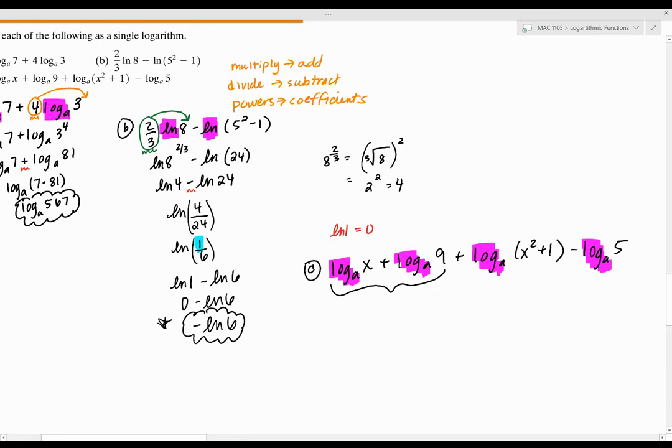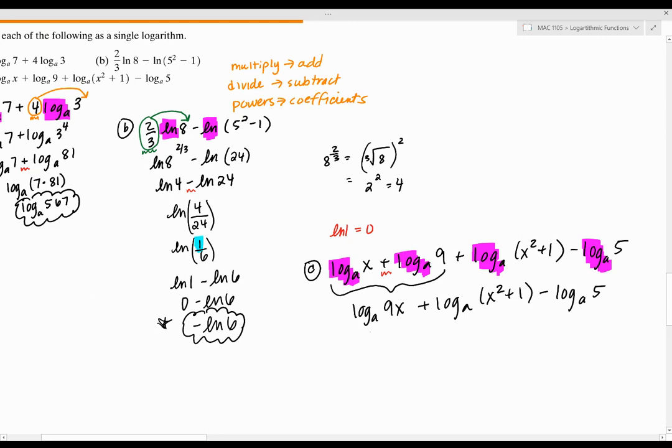All right, so in that first log, I'm looking to see, do I have any coefficients in the front? I don't, so that means I'm not going to have anything that's going to change into a power. But between those 2 logs, I have an addition sign. When we are condensing, addition turns to multiplication. So it's going to be log base A of x times 9. You can rewrite that as 9x. And then we're going to continue the problem. Plus log base A x squared plus 1 minus log base A of 5.